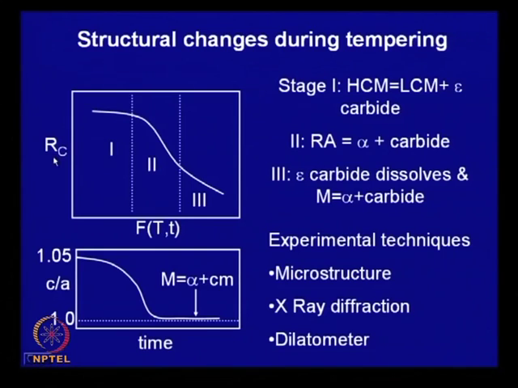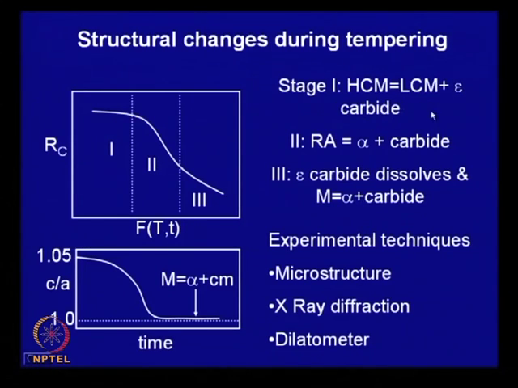If you follow this hardness plot against the time-temperature parameter, you can possibly divide it into three regions. An initial region where there is little change in hardness, a second region where there is a substantial change in hardness, and a third region where also there is a substantial change in hardness. Now, in stage 1, what happens is that high carbon martensite will break down into low carbon martensite and a special form of carbide. It is a metastable carbide called epsilon carbide.